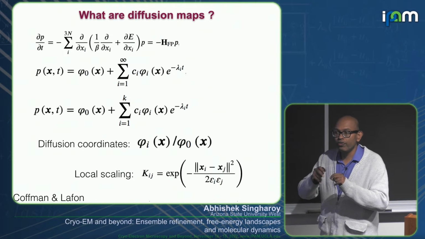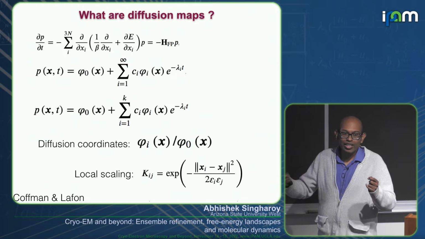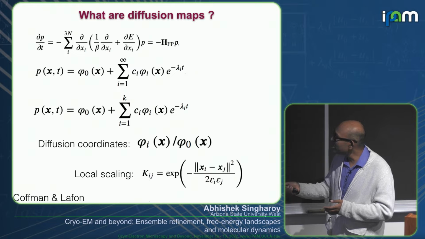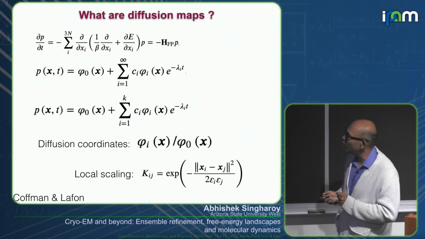So normally you'll think of the center of mass of something. That is a geometric variable. In diffusion maps, the variable is actually dynamic. So that's the strength of this object.